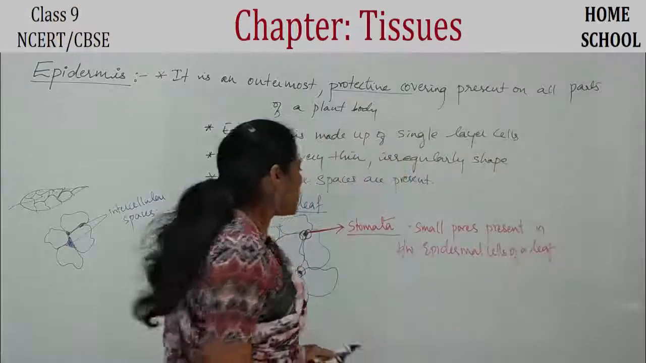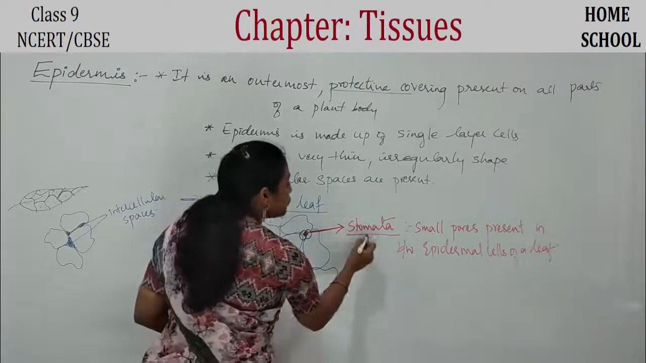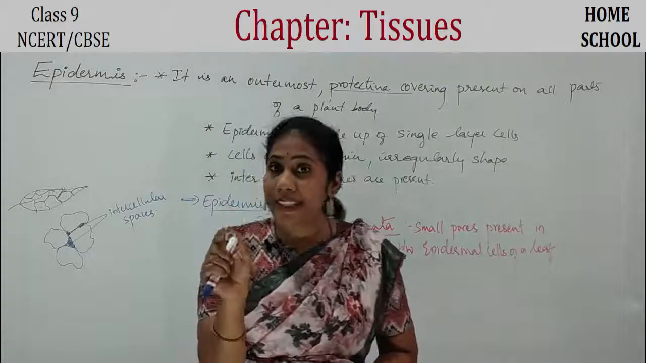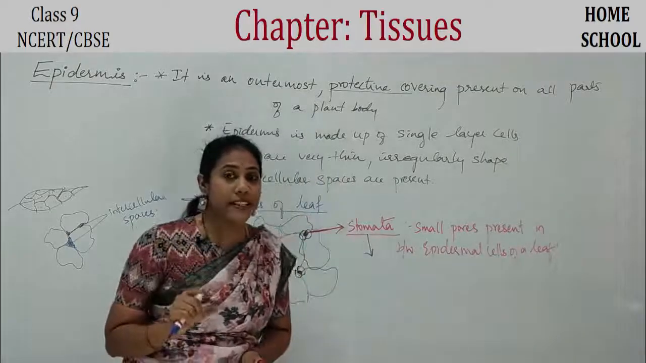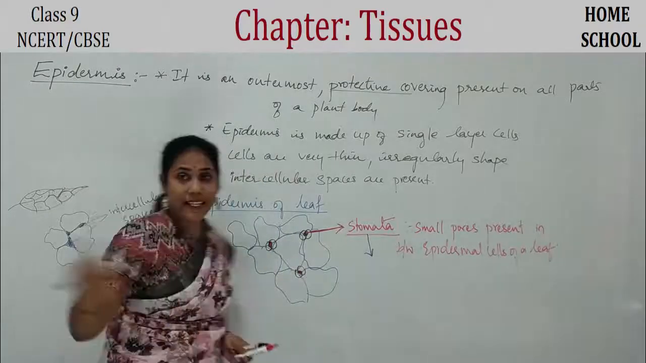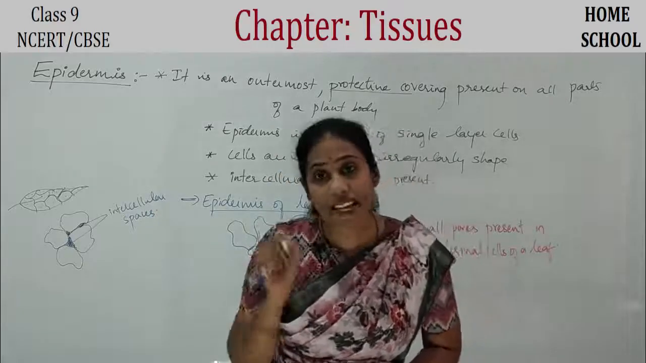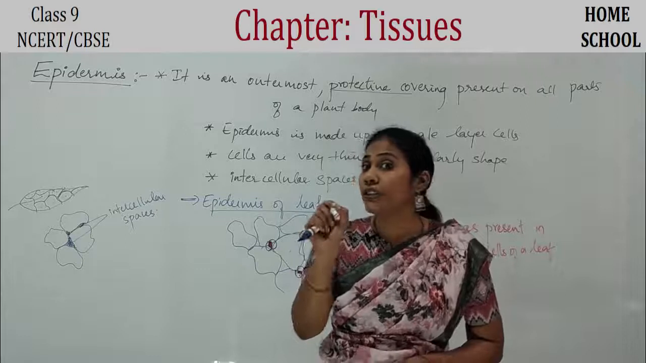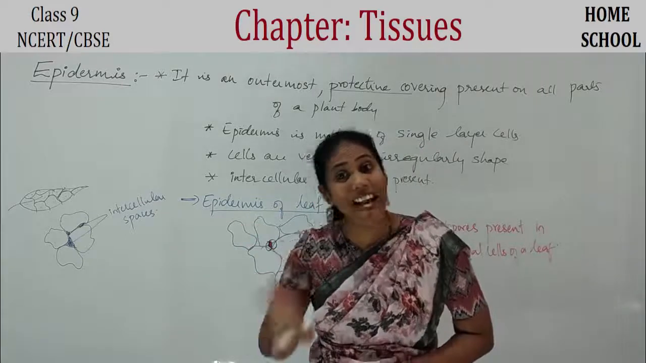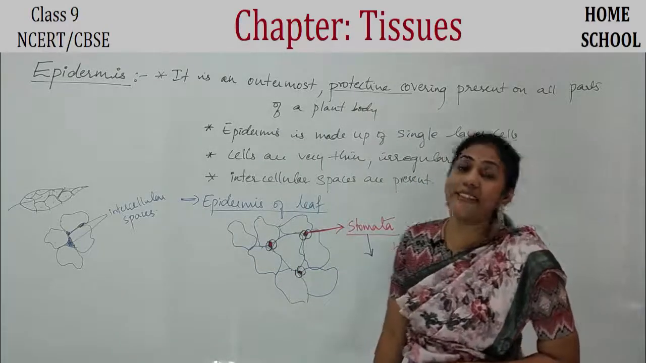What is the use of stomata? Through stomata, the gases can be exchanged. The plant needs carbon dioxide now for the photosynthesis. Where does the photosynthesis take place, guys? Photosynthesis takes place in leaves, right? And the leaf needs the carbon dioxide gas for the photosynthesis. How does the carbon dioxide gas go inside the leaf? It is going through these small pores, that is holes.